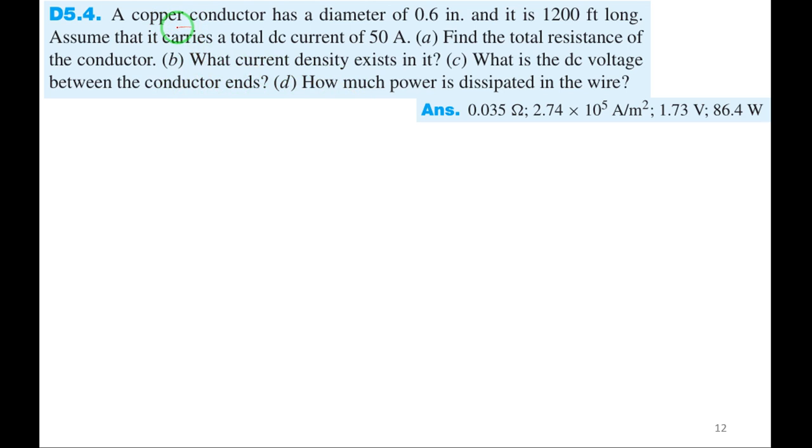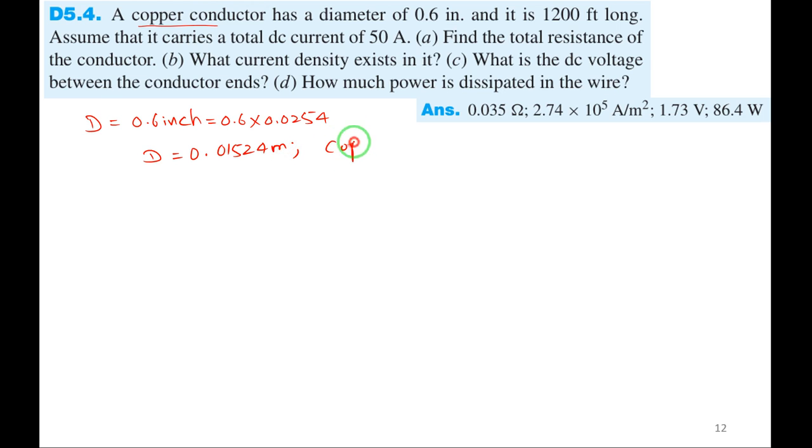A copper conductor, yes, in this case copper has been given. The copper conductor has a diameter given as 0.6 inch. So let me convert it into meters. 1 inch is equal to how many meters? 0.0254. You have to remember this. So the diameter of the copper, let me multiply: 0.6 into 0.0254. So it is 0.01524. This is the diameter in meters.